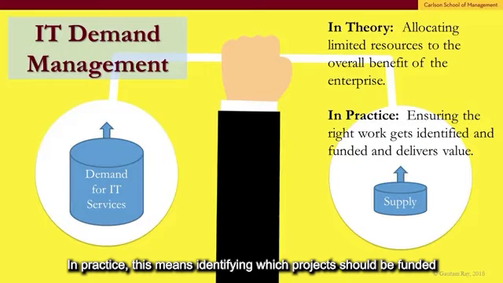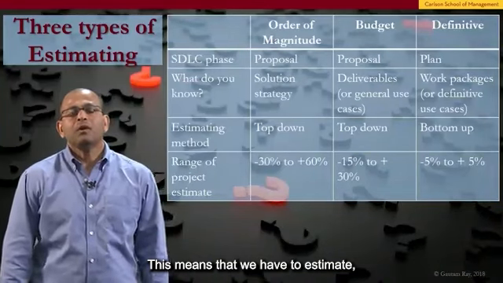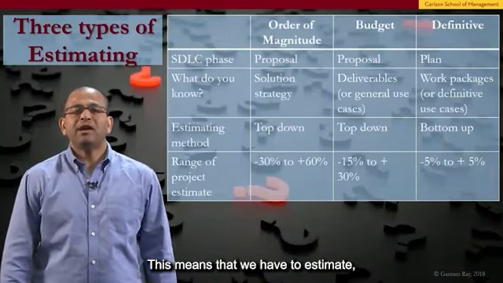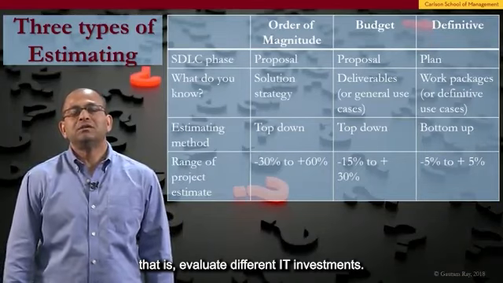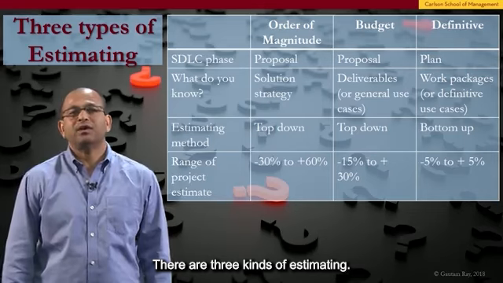In practice, this means identifying which projects should be funded so that we receive the value that we are expecting from IT. This means that we have to estimate, that is, evaluate different IT investments. There are three kinds of estimating.